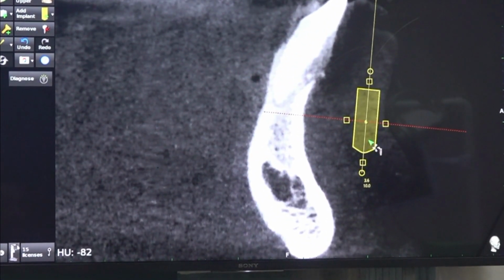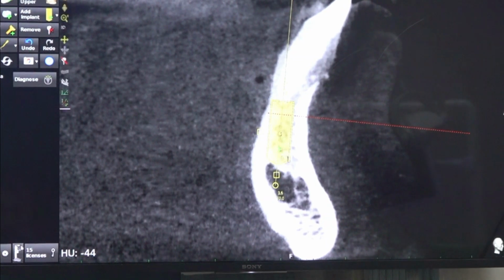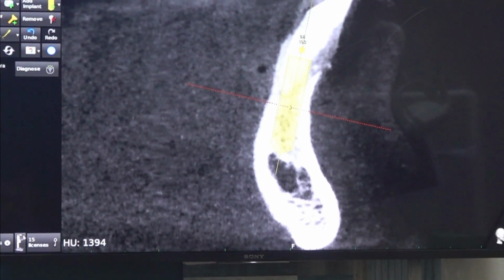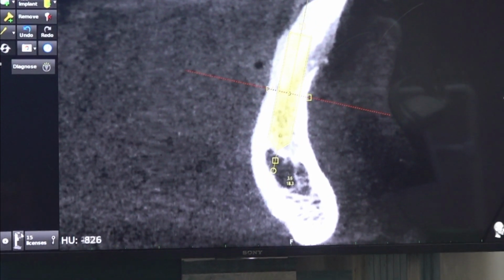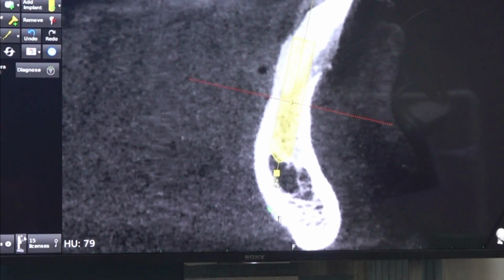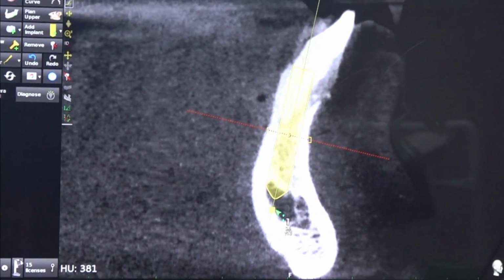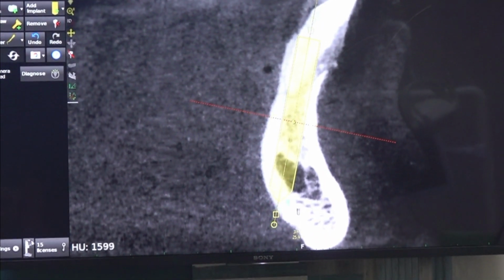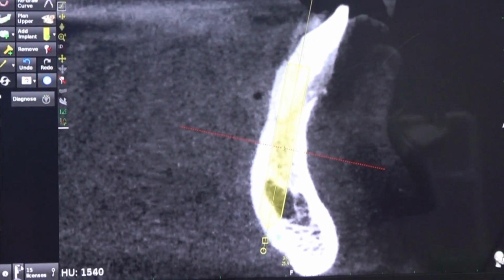So choosing a shorter length, probably around 17, is okay. If you choose a longer implant, you may even perforate here, which we should avoid.